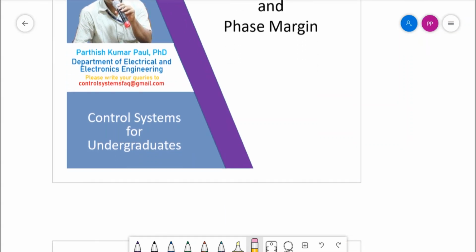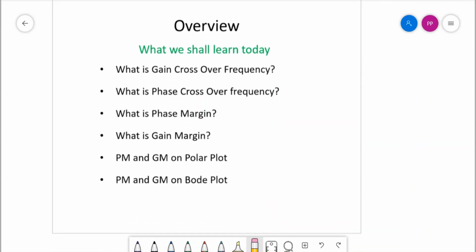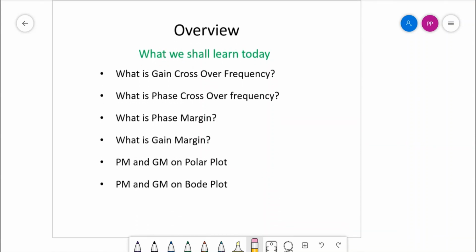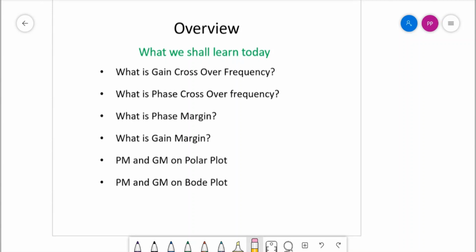So the main points we are going to discuss today are: what is gain crossover frequency, what is phase crossover frequency. From that information we can define what is gain margin and what is phase margin, and we shall study how gain margin and phase margin can be obtained in polar plots and how it can be correlated to the gain margin and phase margin of Bode plot. So let us start with the crossover frequencies.